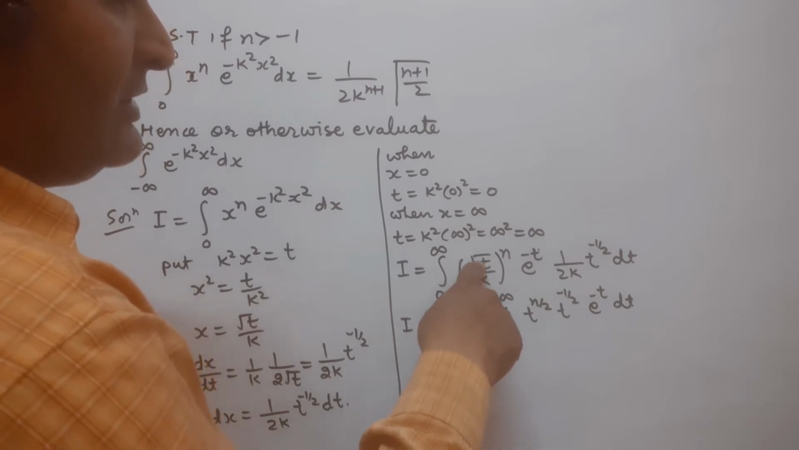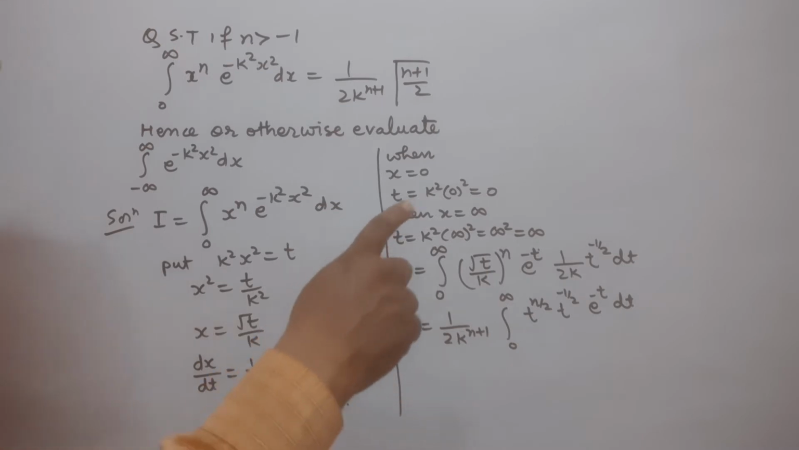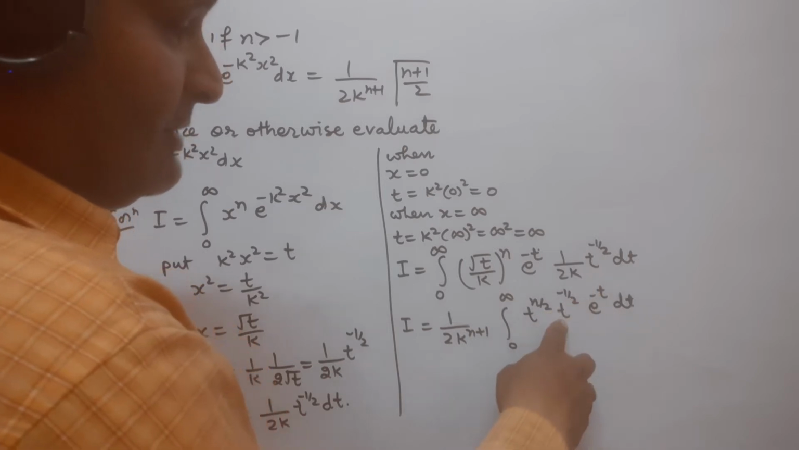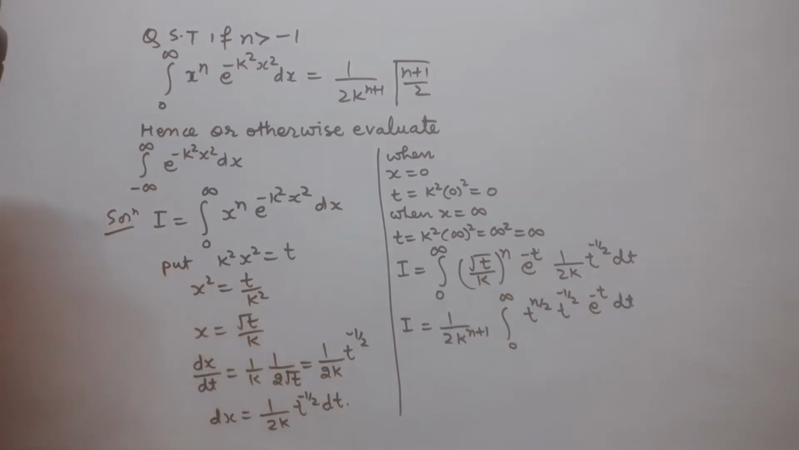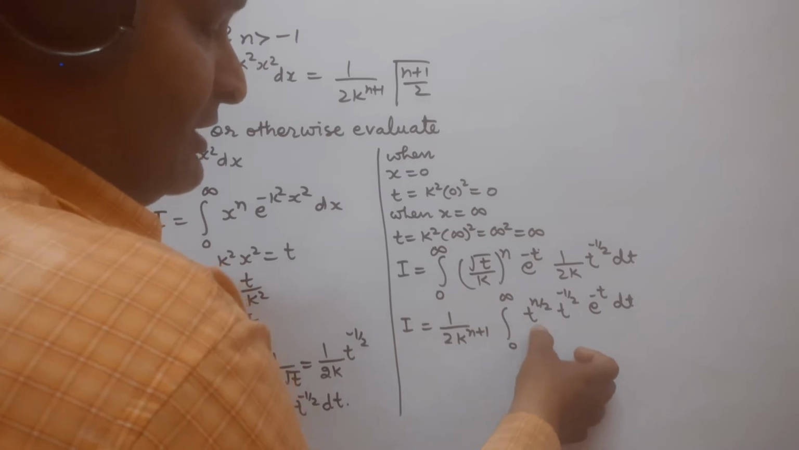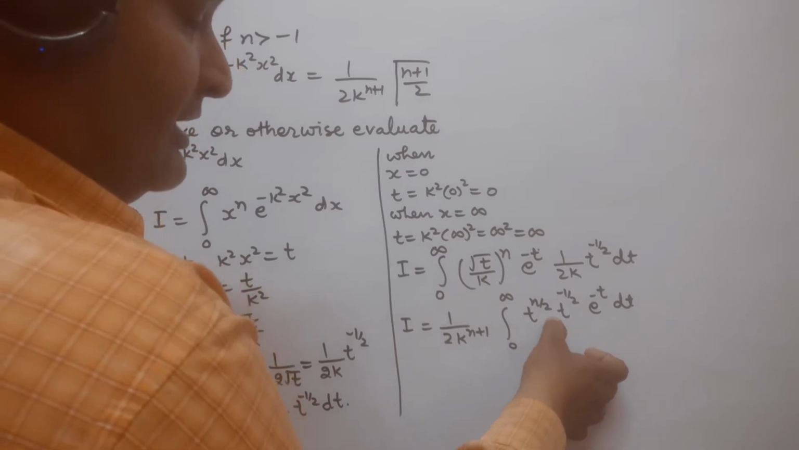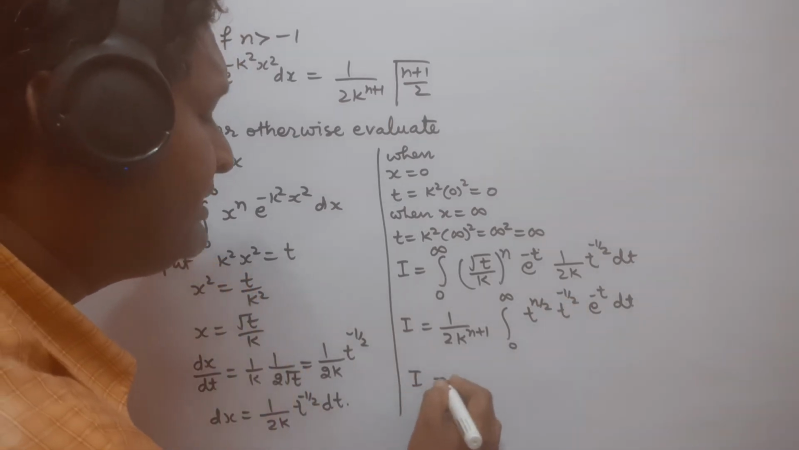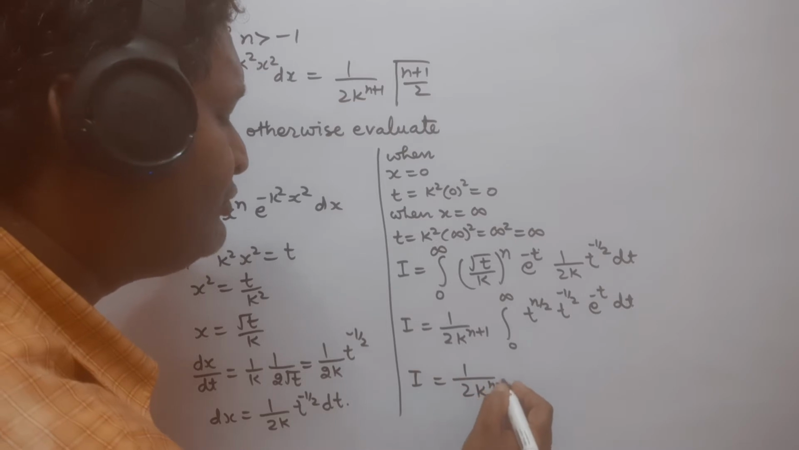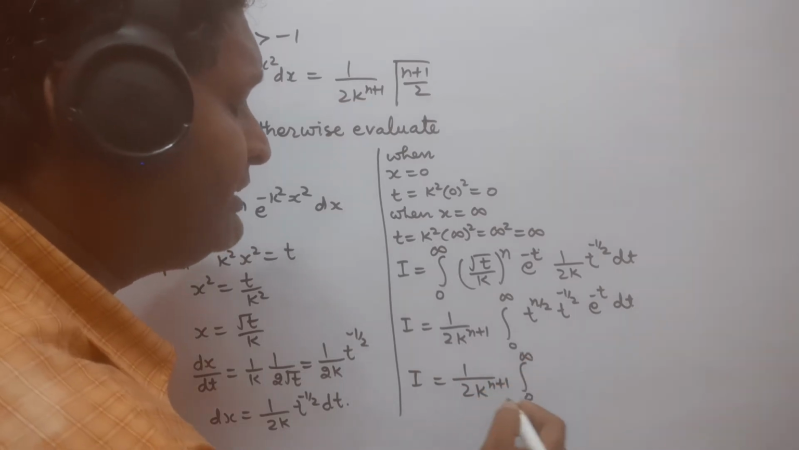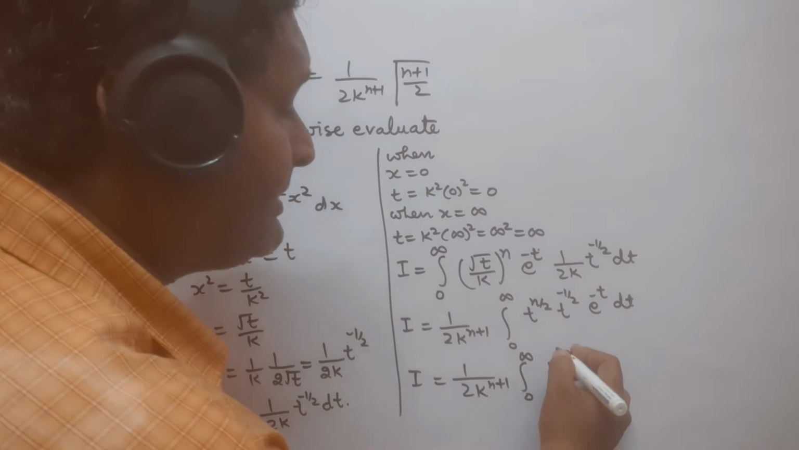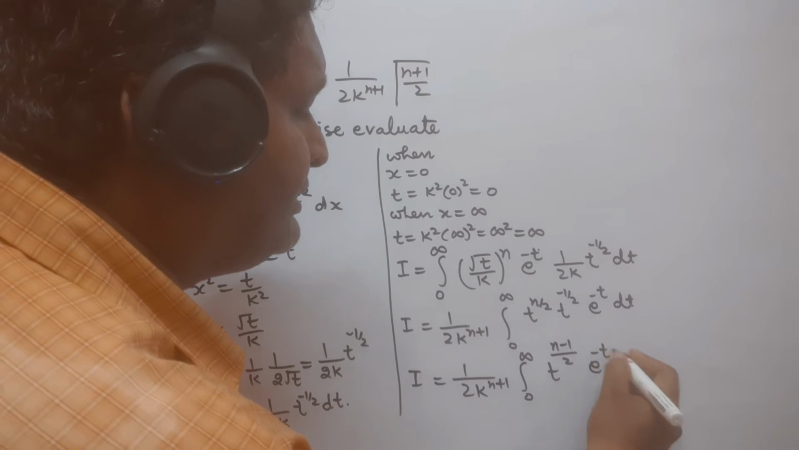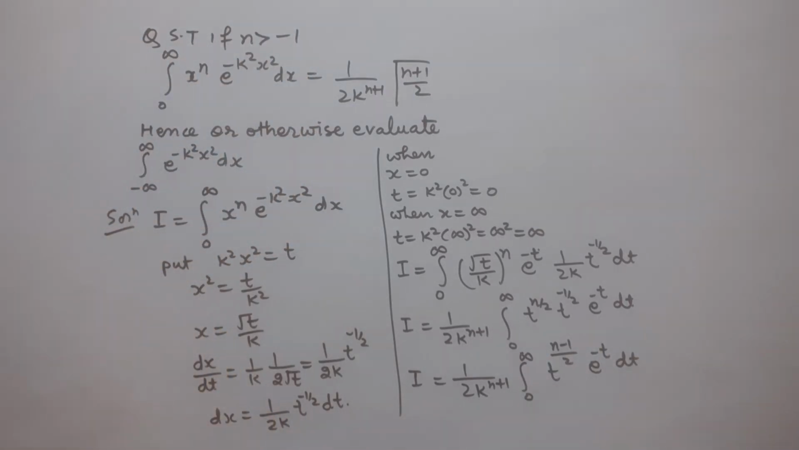And here root t is t to the power 1 by 2 whole power n, so the powers multiply, so this is t to the power n by 2, and here t to the power minus 1 by 2, and this is e to the power minus t. Now here we can see that the bases are t, and there is a multiplication sign, so the powers will be added. So integral I can be written as 1/2 k to the power n plus 1, integral between the limits 0 to infinity, t to the power (n minus 1) divided by 2, and this is e to the power minus t dt.